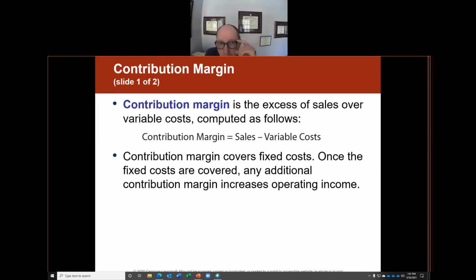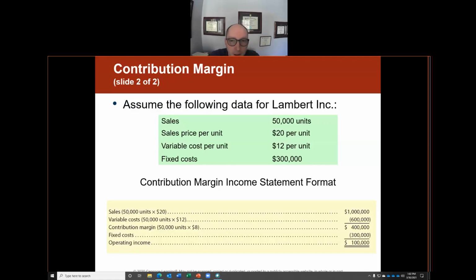Sales minus variable costs equals contribution margin. Contribution margin should cover the total fixed cost. And that point, my friends, is break even. We'll talk about that. Here's a nice example. We have our company sold 50,000 units, a sales price of $20 per unit. We have a variable cost per unit of $12 and a total fixed cost of $300,000.